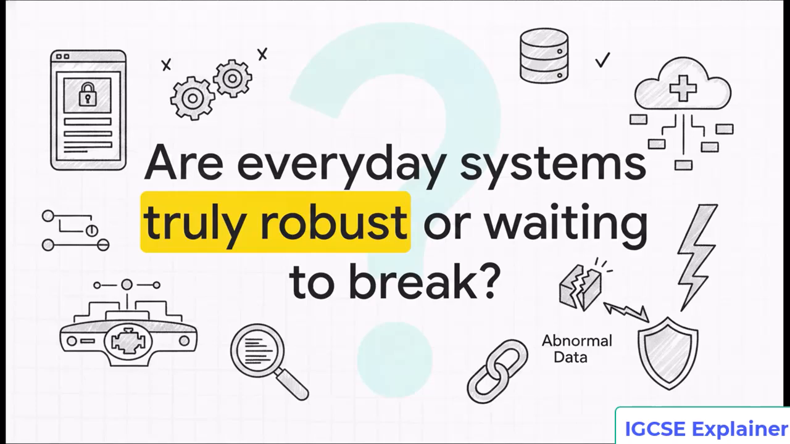Think about the banking app on your phone, the software running your car, or even the medical databases at your local hospital. Are the digital systems you rely on every single day truly robust? Or are they just sitting there, completely untested, waiting for the exact right piece of abnormal data to completely break them? Definitely something to keep in mind the next time a screen freezes on you.